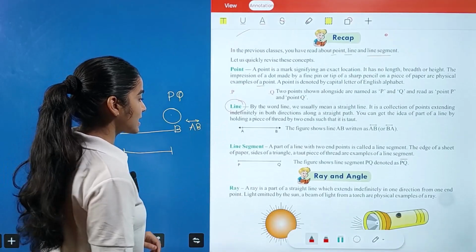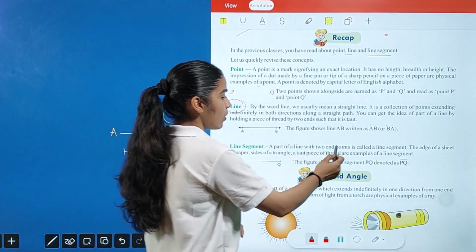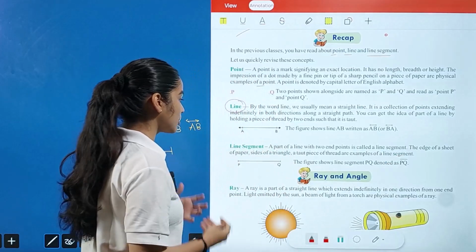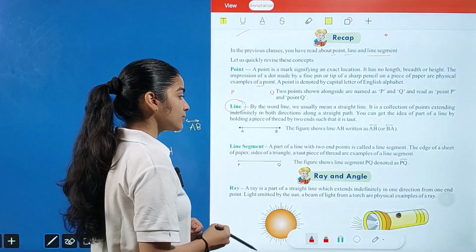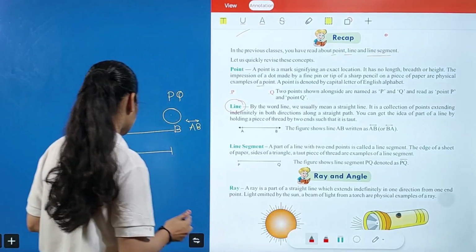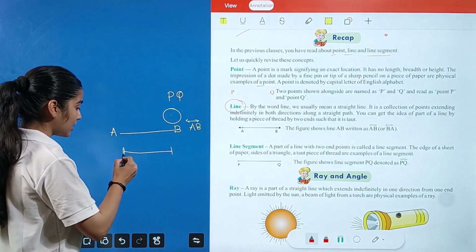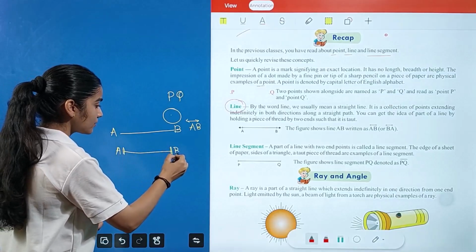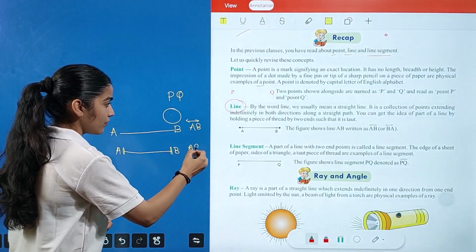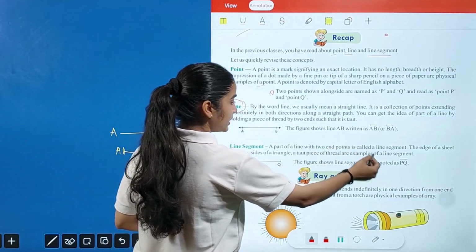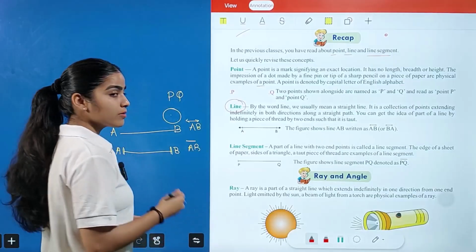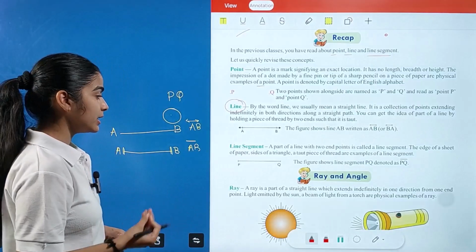Now we have a line segment. A part of a line with two endpoints is called a line segment. The edge of a sheet of paper, sides of a triangle, and a taut piece of thread are examples of a line segment. So in a line segment, we have a starting point and an ending point. Again, we can write AB, but now we represent it as a straight line without any arrow, because in a line segment we cannot extend it further.